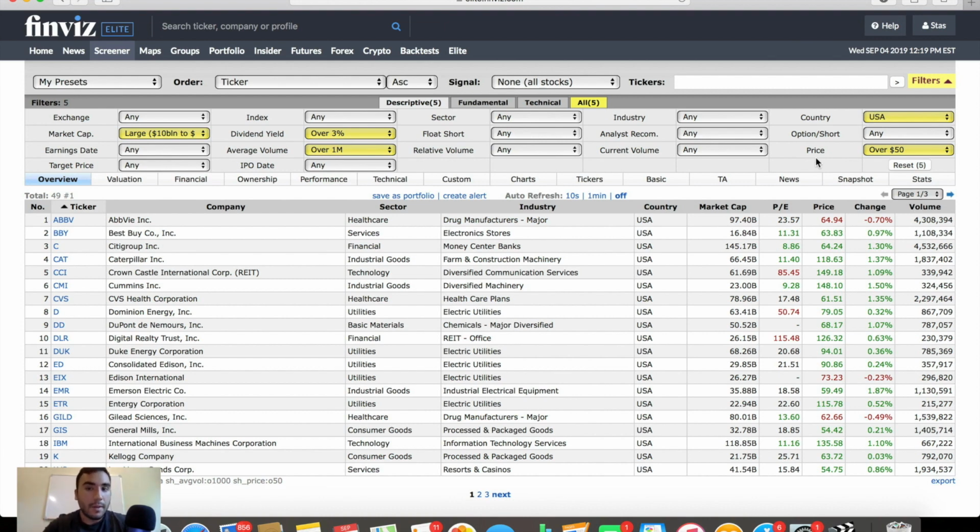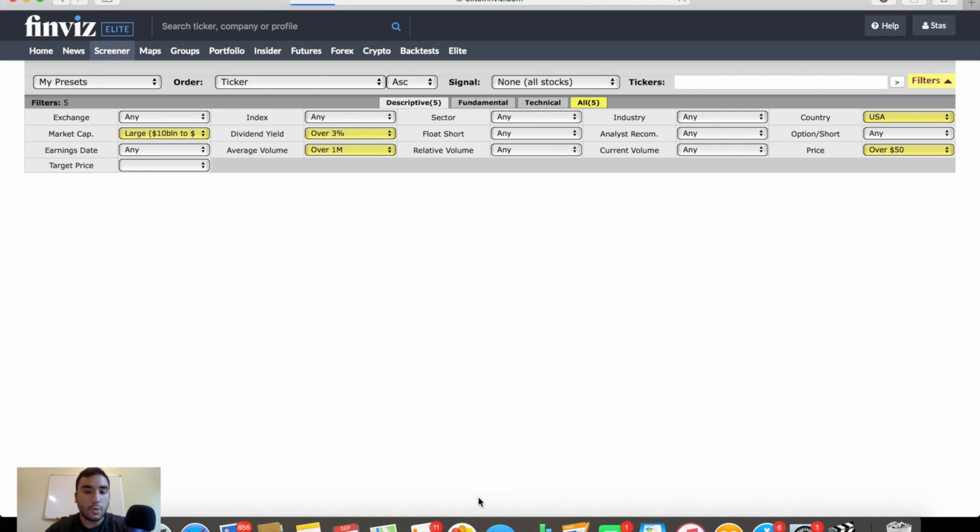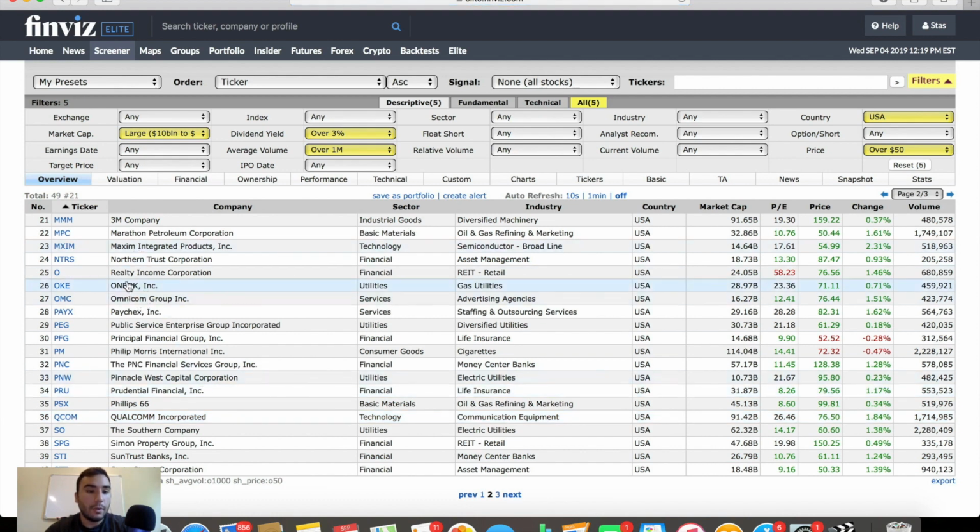So we can see here, based on this basic criteria, 10 to 100 billion or 200 billion, whatever it was, over 3% dividend, average volume of over 1 million, country USA, price $50, a bunch of these pop up. You have Dominion Energy, CVS, AbbVie, right, which is a very high-paying dividend. I know that for a fact because I've been doing research on AbbVie after this recent drop it's had. DuPont de Nemours, right? We have, let's see some other ones here. Kellogg, right? If we go to the next one, too, you have a bunch of other ones.